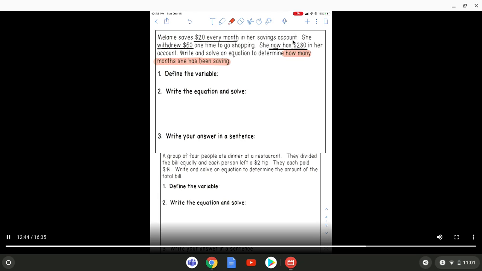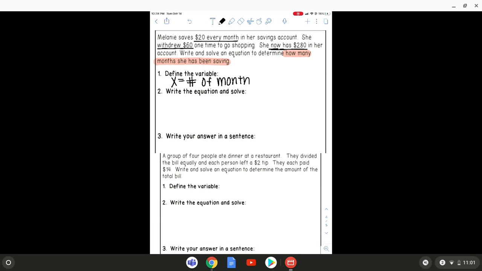So normally this, like how many, or things like that, that's where you're going to be finding what your X is. So since we don't know how many months, X is going to equal the number of months. So normally whatever it's asking you to solve for, that is what X is going to equal.